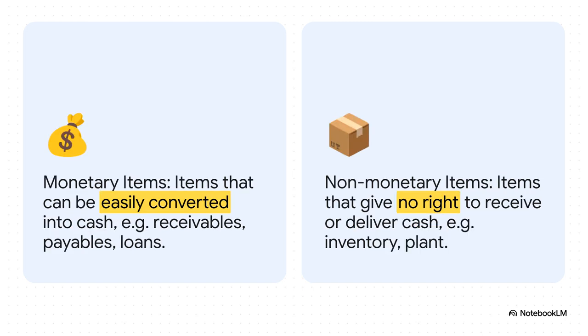Next in our toolkit is a distinction that is, and I'm not kidding here, absolutely critical. It's the difference between monetary and non-monetary items. Monetary items are things that are easily converted into a known amount of cash, think receivables or payables. Non-monetary items are things like your inventory or a piece of equipment. You have to pay close attention to this one because this single distinction is the key to everything that comes next. It dictates exactly how we treat these items at the year end.